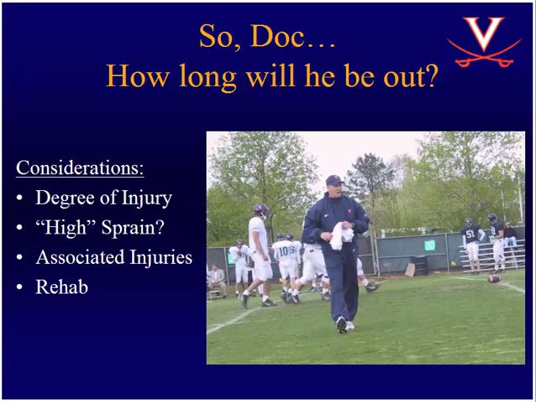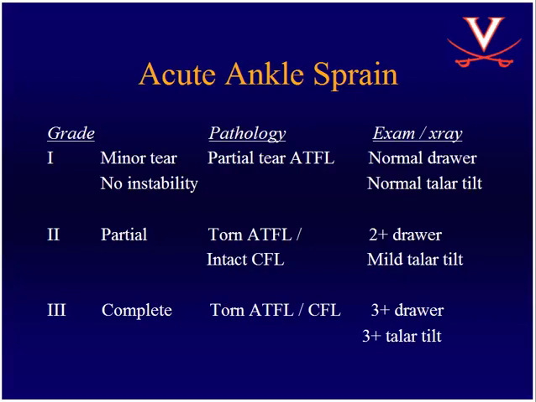So the question is, how long will your athlete be out? Well, it depends upon the degree of injury, whether they have a syndesmotic injury, whether they have associated injuries, and how much rehab they've done. So let's talk about that. They have various grades of ankle sprains. It depends upon what you tear. The smallest one tears the ATFL.